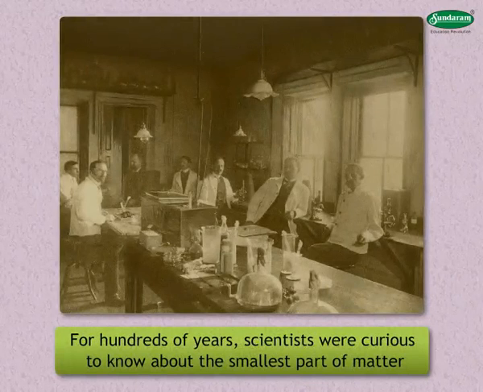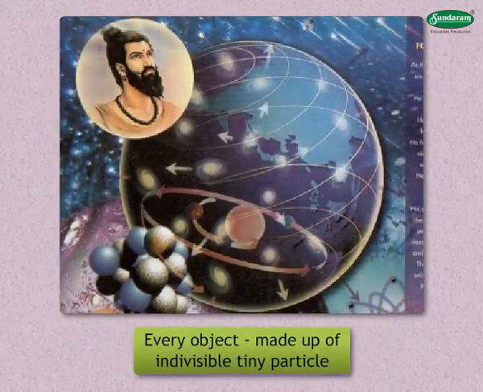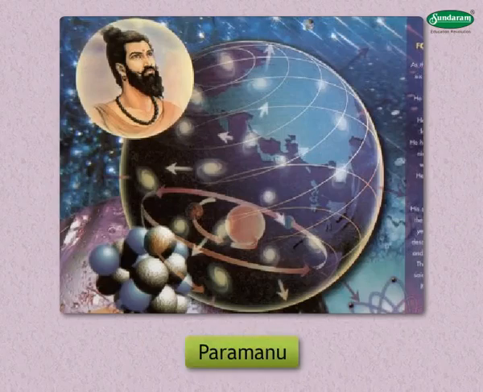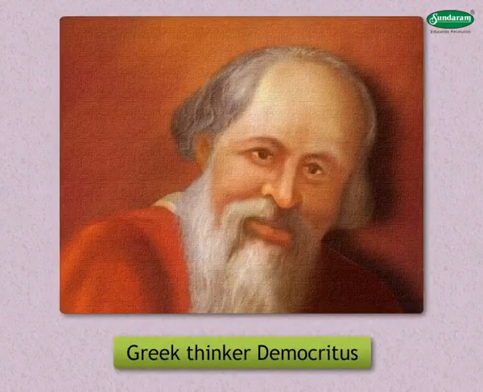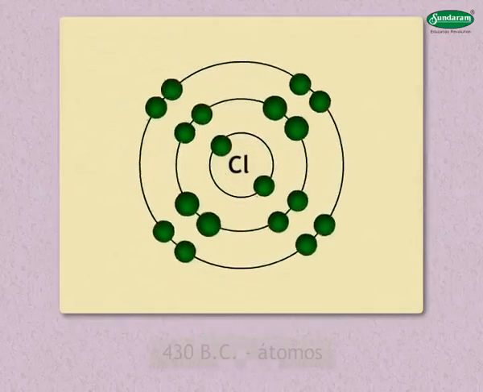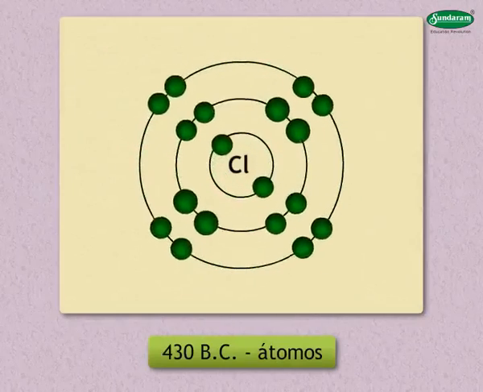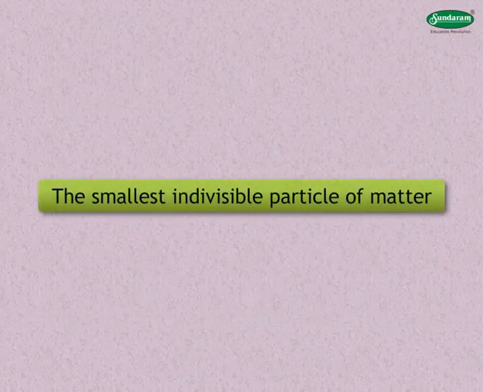Historical background. For hundreds of years, scientists were curious to know about the smallest parts of matter. Rishi Kanad, in the 6th century BC, said that every object is made up of indivisible tiny particles. He called it Paramanu. A Greek thinker, Democritus, postulated that matter is made up of very small particles, that is, atoms. In approximately 430 BC, Democritus coined the term atomos, which means uncuttable, or the smallest indivisible particle of matter.